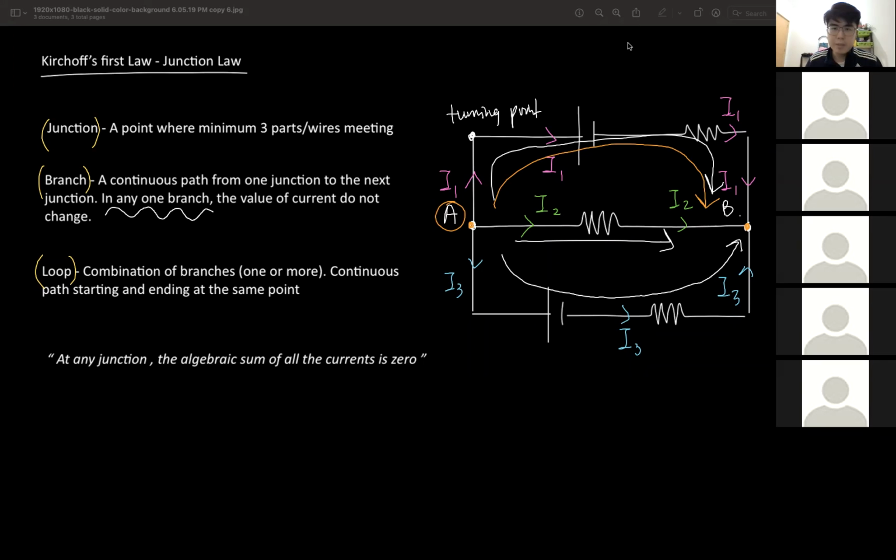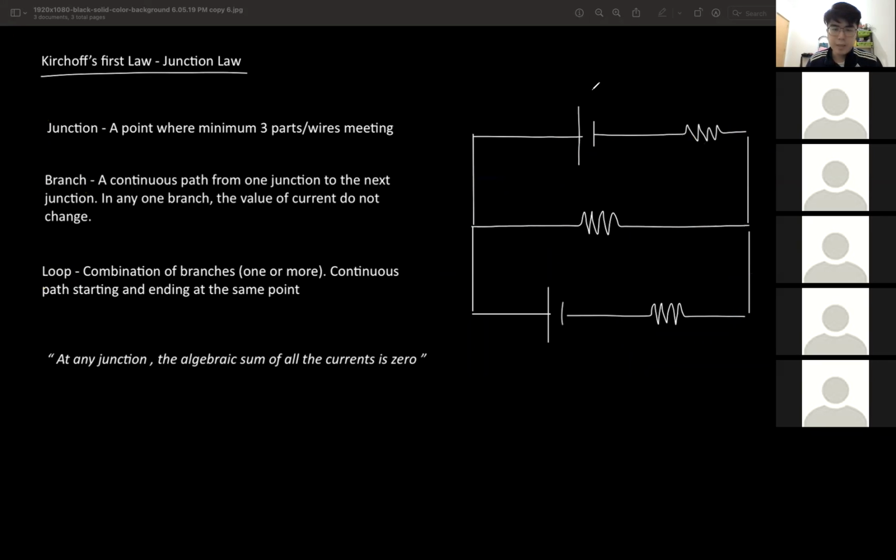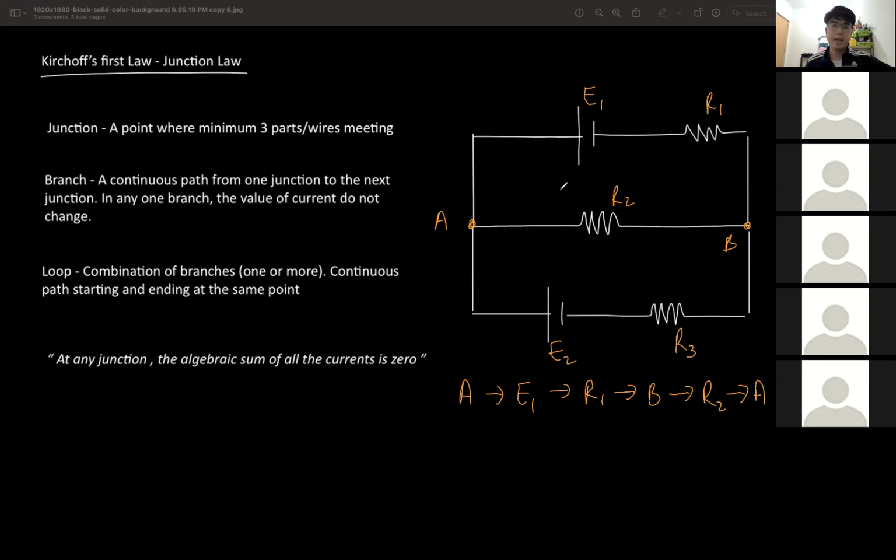Let me label this so they can see clearly. Let's say this is A, this is B. This one we put E1, R1, R2, E2, and R3. So loop 1, I can write A to E1, to R1, to B, to R2, and back to A. So that is the first loop. We are going clockwise.